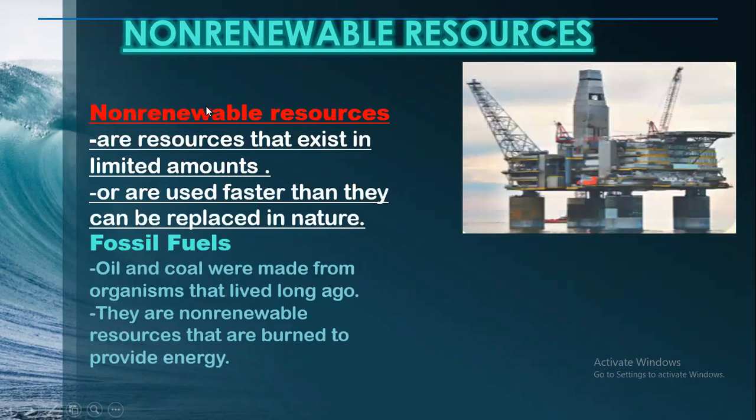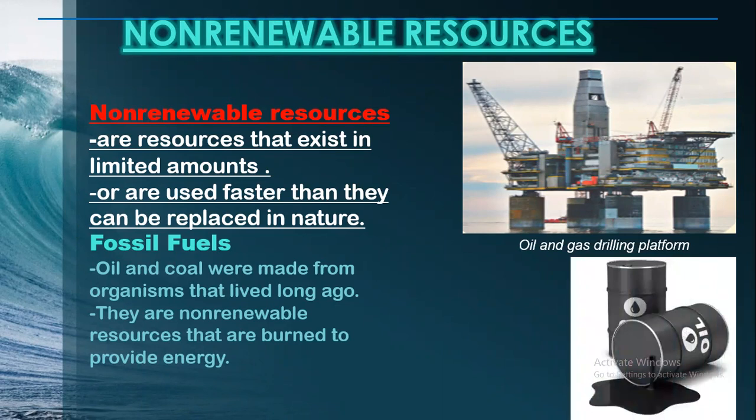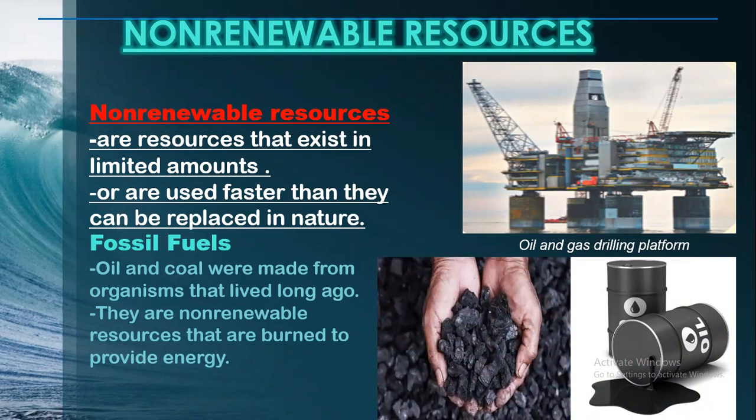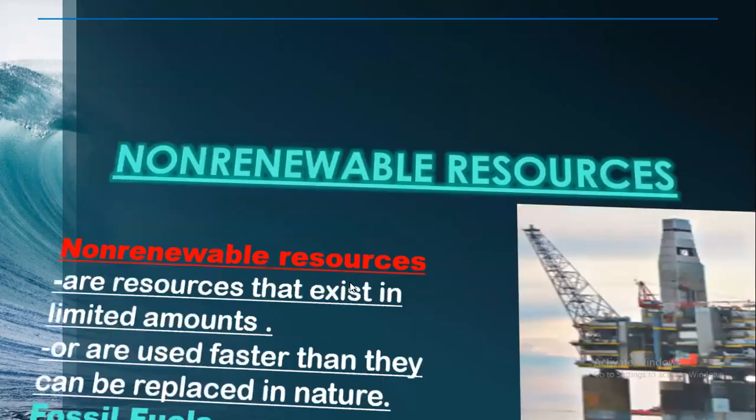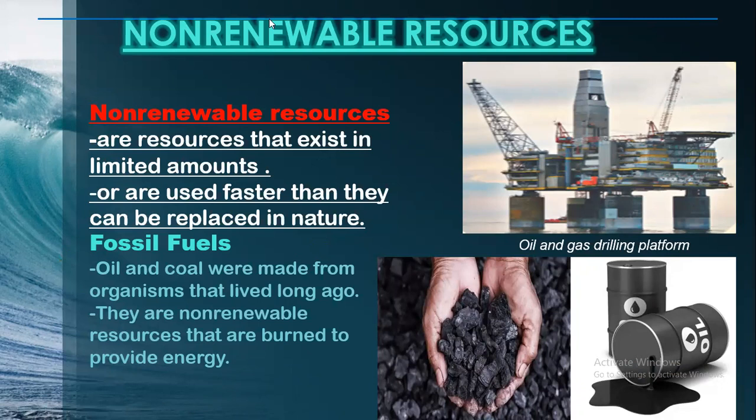Non-renewable resources, like coal, oil, and natural gas, are all called fossil fuels. Non-renewable resources are resources that exist in limited amounts or are used faster than they can be replaced. Fossil fuels like oil and coal were made from organisms that lived long ago, millions of years ago. So fossil fuels took millions of years to form. That's why they are non-renewable, because we use them quickly, faster than they can be replaced. Every day we're using fossil fuel in factories, in cars, in most of the machines that we're using, and all the factories that provide us with electricity depend on fossil fuel.